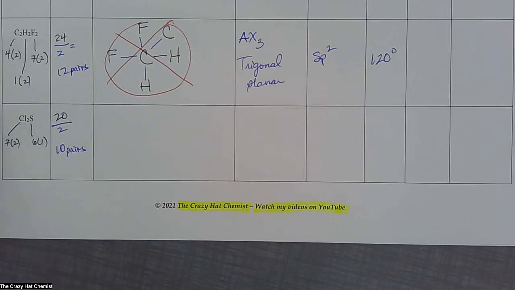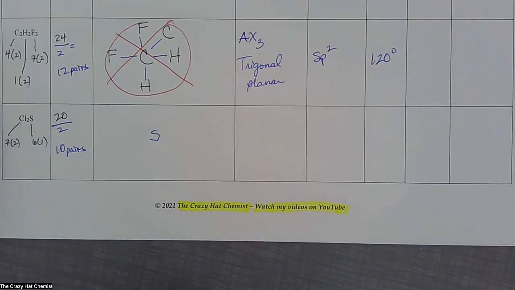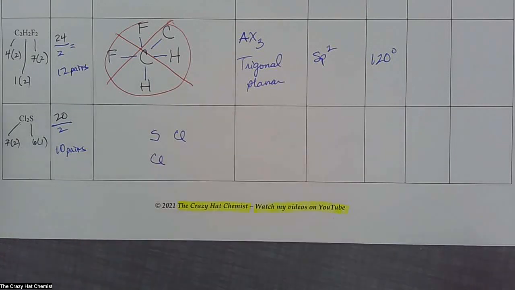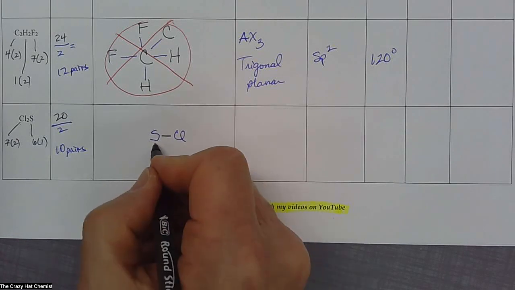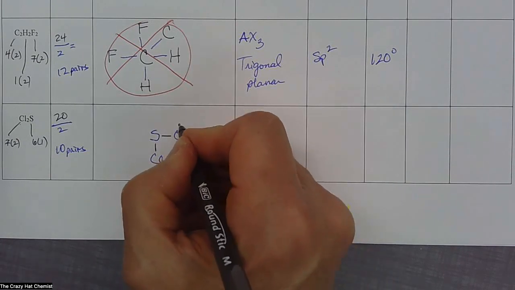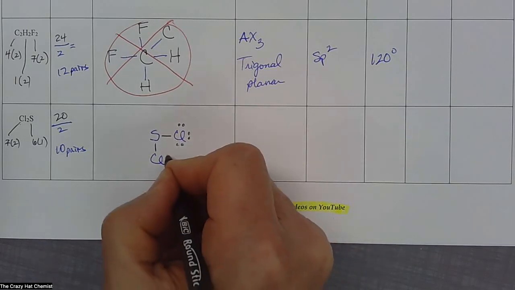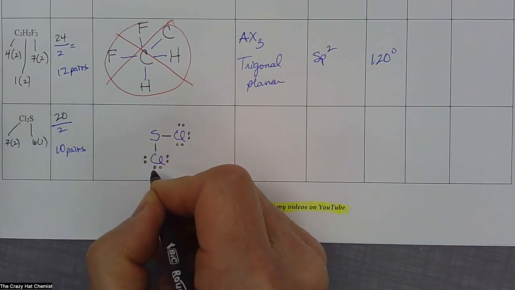The least electronegative element goes in the middle, but never hydrogen. And that would most certainly be the sulfur. And then I'm going to place the chlorines around that in the 3 o'clock and the 6 o'clock position. Then I'm going to have a single bond between the central and the outside, central and outside, single bond. Then I'm going to put lone pairs of electrons on the outside elements, 1, 2, 3. And that's an octet on that chlorine. 1, 2, 3. And that's an octet on that chlorine.